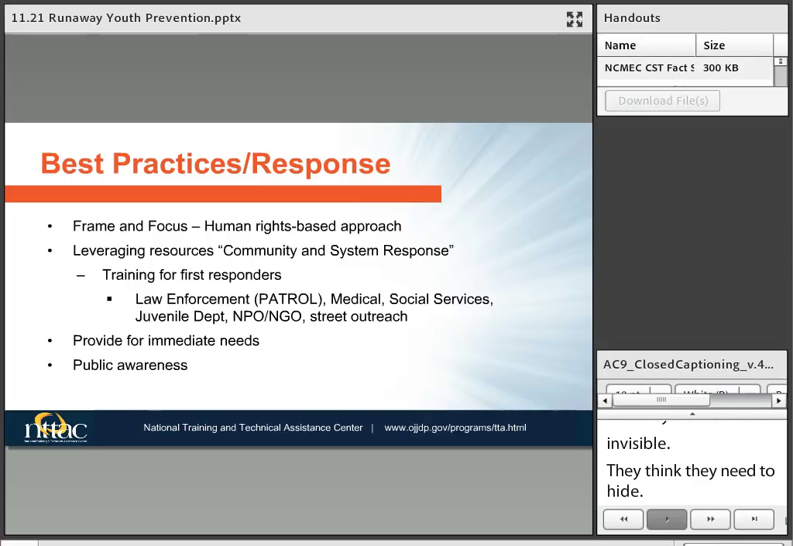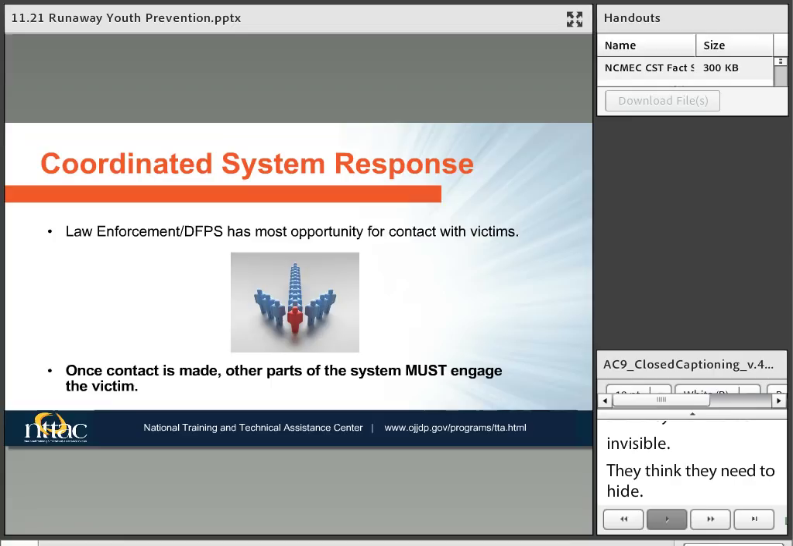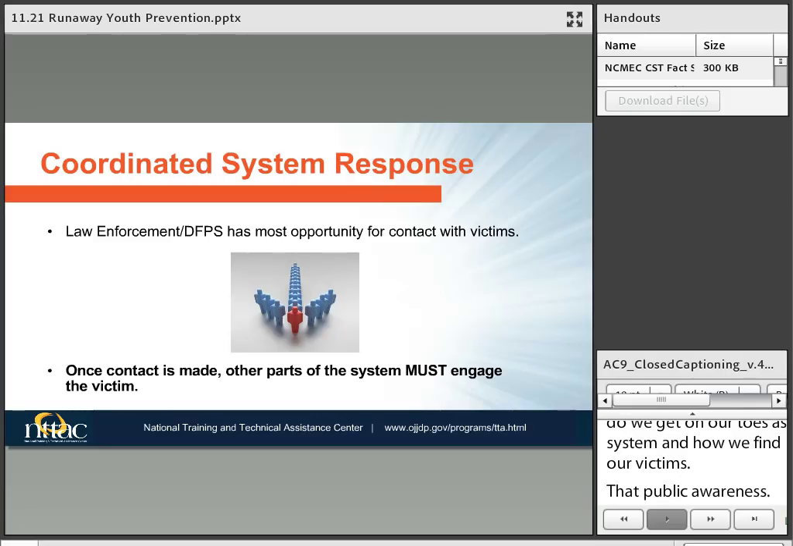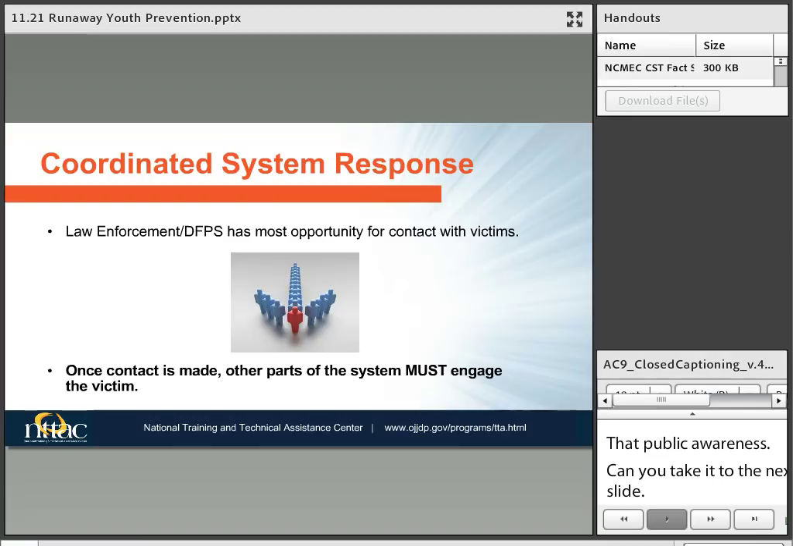Can you take me to the next slide, William? Are we there? Yes, we're there. Thank you, sir. So, part of that coordinated response, and William, could you give me like a 2-minute warning since I can't see the screen? We're right at about 2 minutes right now, so we're good to go. You have about 3 minutes. All right, perfect. Thank you, sir.